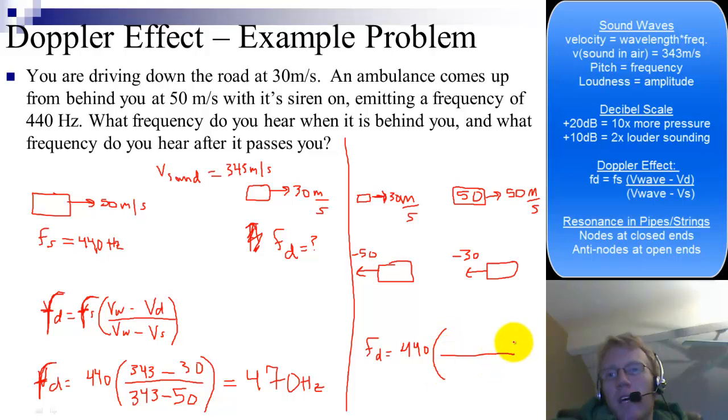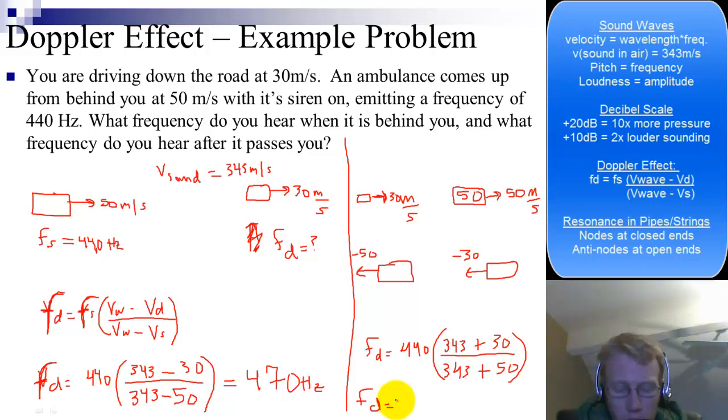And then the speed of the wave is 343. But now when you plug in the velocity of the detector is u, that's 30. You're subtracting a negative, so you're actually doing plus 30. And then over here, you're doing 343. And you're subtracting a negative 50, so you're going to get plus 50. And this, now you can see the denominator is going to be bigger than the numerator. And so you'll get out a lower frequency.